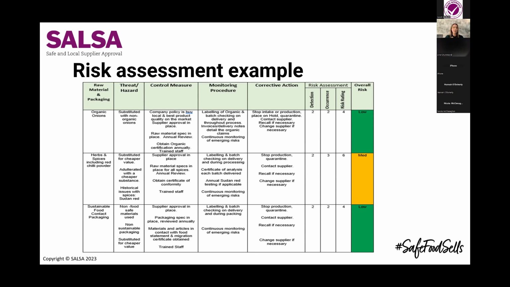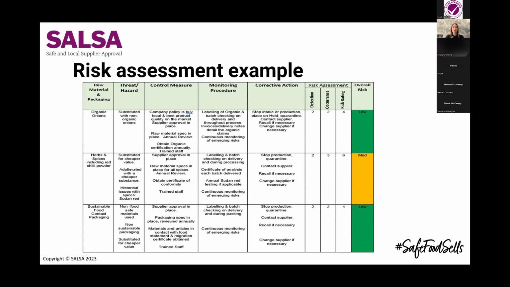So from the previous slide on the detection and the likely occurrence, put your scoring down, and that will then give you an overall scoring. It's like a matrix. And then this will tell you what the overall risk to that ingredient or that packaging is. So if you've got something that scores as a high risk, that's where you would want to be thinking, actually, are the control measures that we already have in place enough, or do we need to put something else in place? Is there something else that we can put in place?